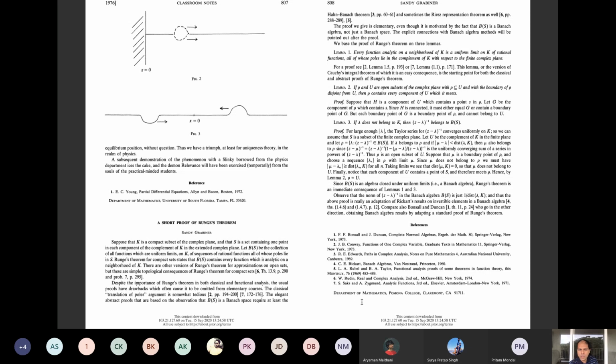So he is from a college, Pomona College. Oh, by the way, I think this is a very famous college. It's very well known for their teaching reputation, I think. And it's quite simple. And what is proved is for compact sets.